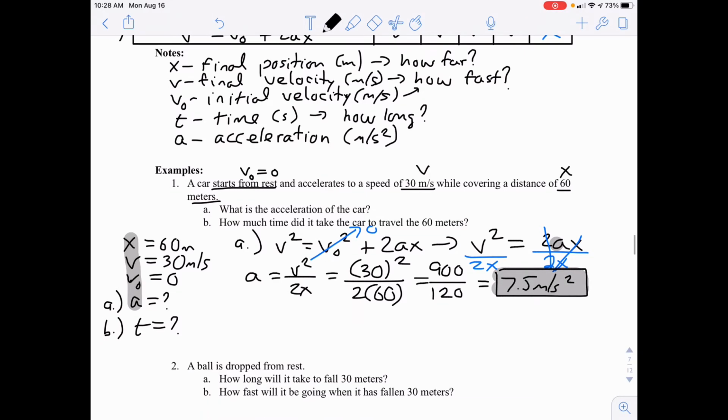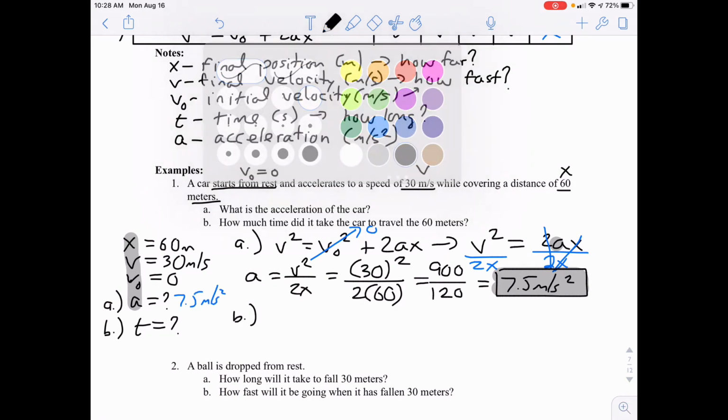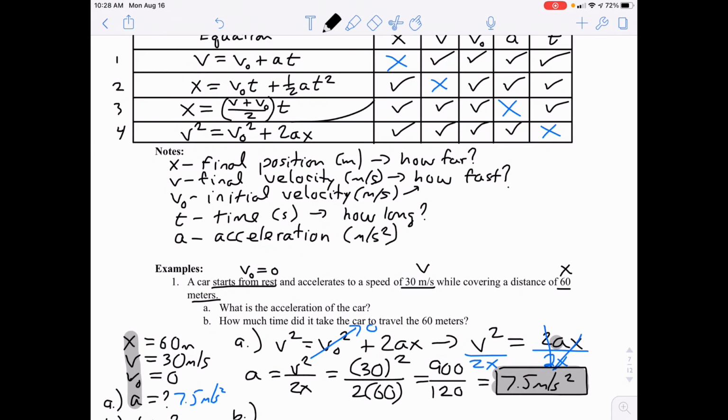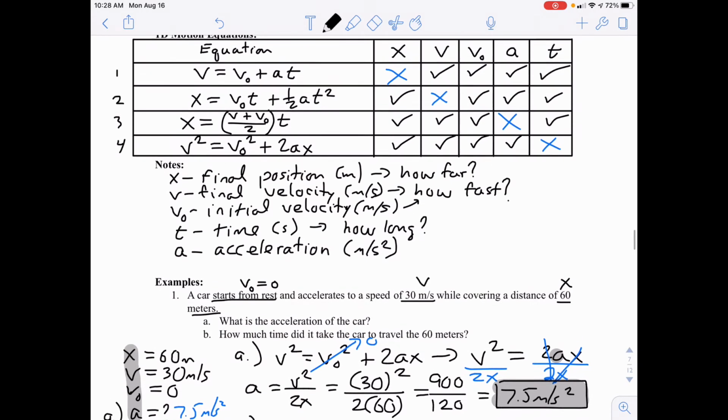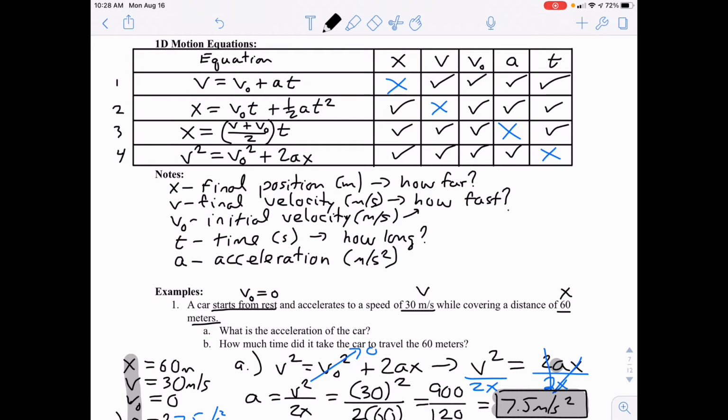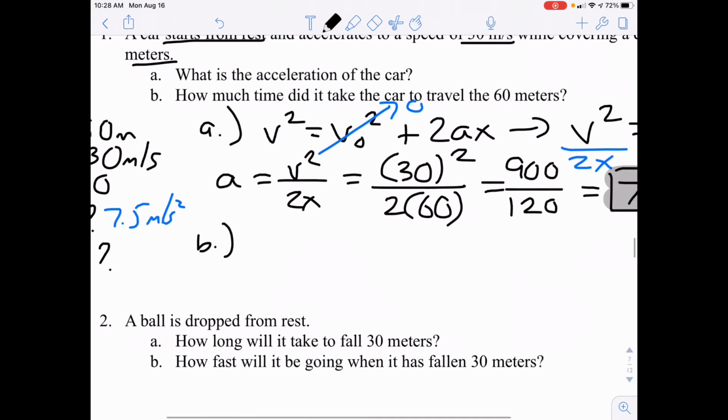Now, in part B, we were looking for time. But keep in mind, we now know the acceleration is 7.5 meters per second squared. So I could literally choose any of the 3 equations here that all have acceleration in them, because now I know everything except for time. So I'm just going to go ahead and choose the first equation right there. V equals V naught plus A times T.